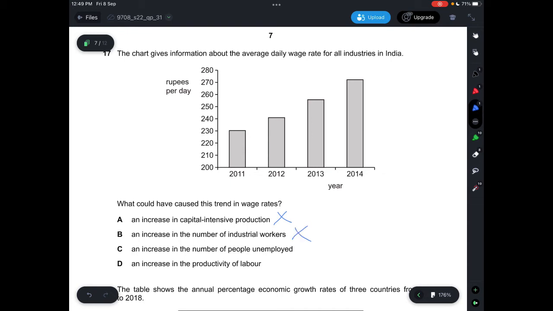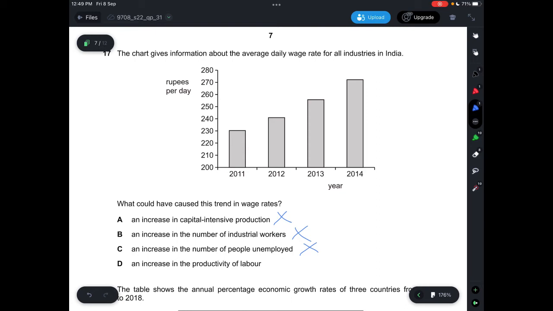And B, an increase in the number of industrial workers, which is incorrect. Normally when there's an increase in supply, that means there will be a decrease. When there's an increase in industrial workers, this means there is an increase in the supply of labour, so the wage rate should be lower. C says an increase in the number of people unemployed, which is incorrect.